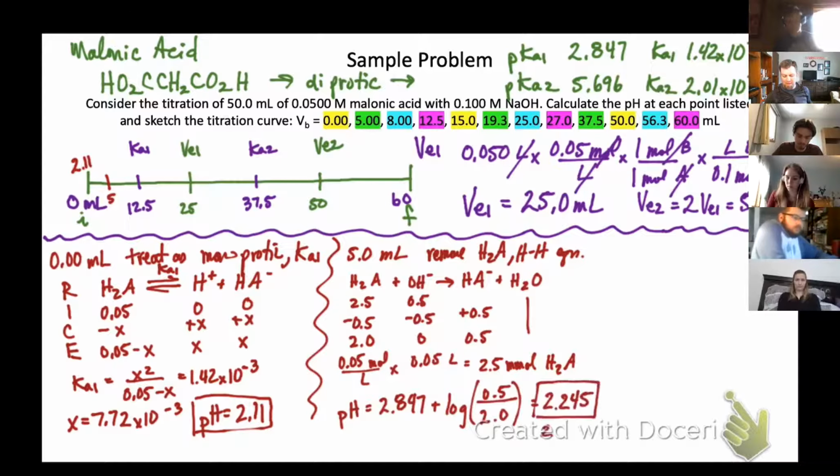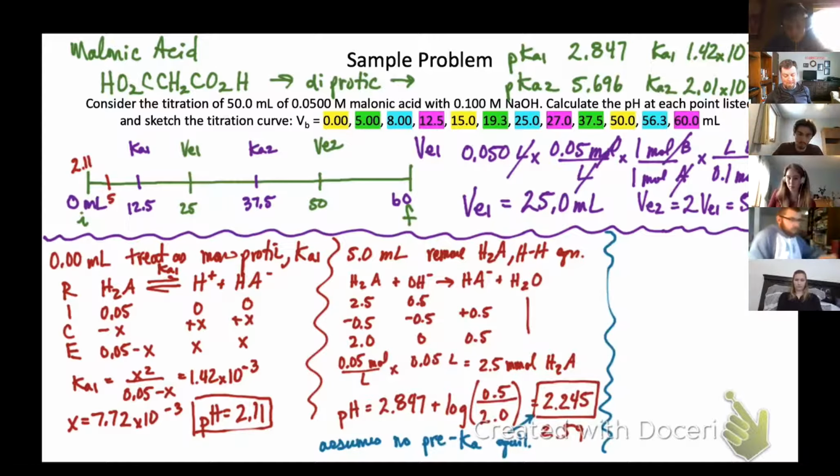It sets up the same way for our next volume at 8.00. Now, something I want to make a note of for you here is that this assumes that there's no pre-equilibrium established with Ka1.